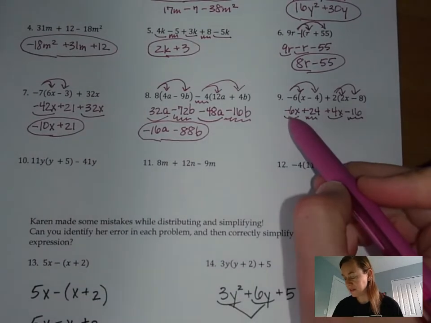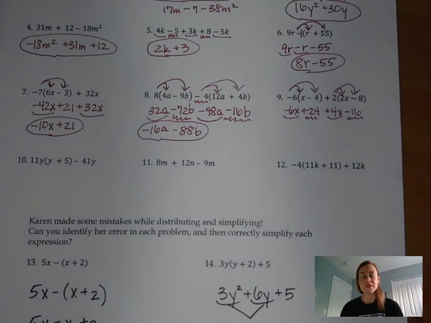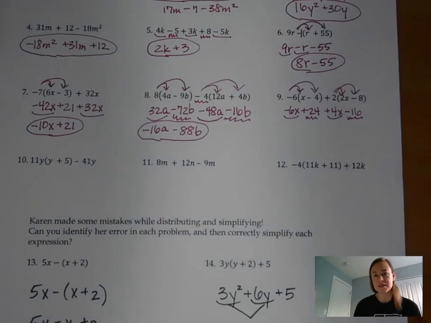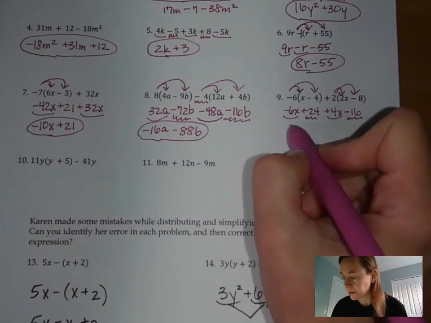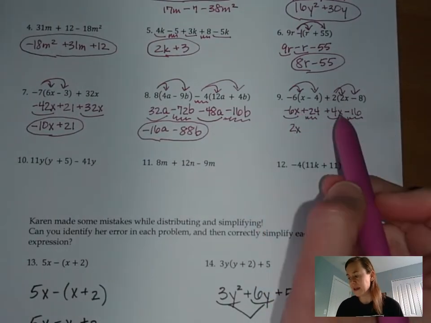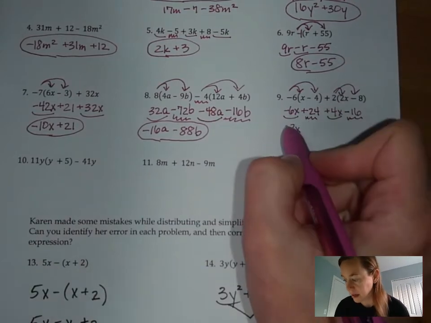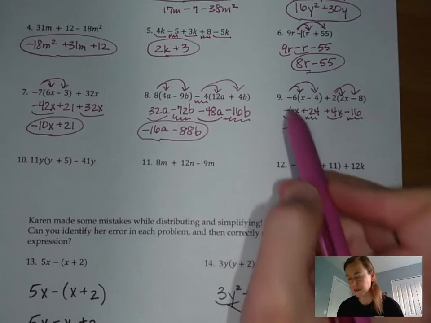Okay, so -6x plus 4x. We have a negative and a positive, different signs, so let's subtract. 6 minus 4 is 2. So I'm going to write 2x because we're talking about x's here. And now I have to take the sign from the larger number. 6 is bigger than 4, so I'm going to make it a -2x because there was a negative in front of the 6.